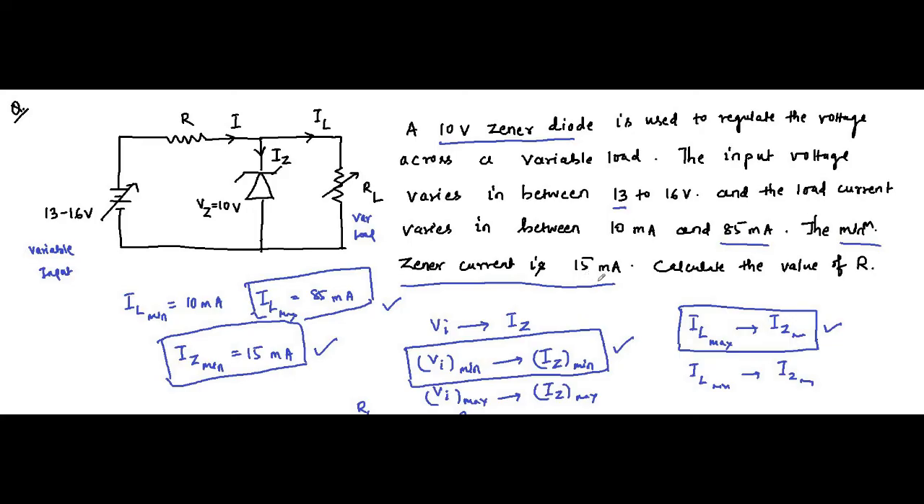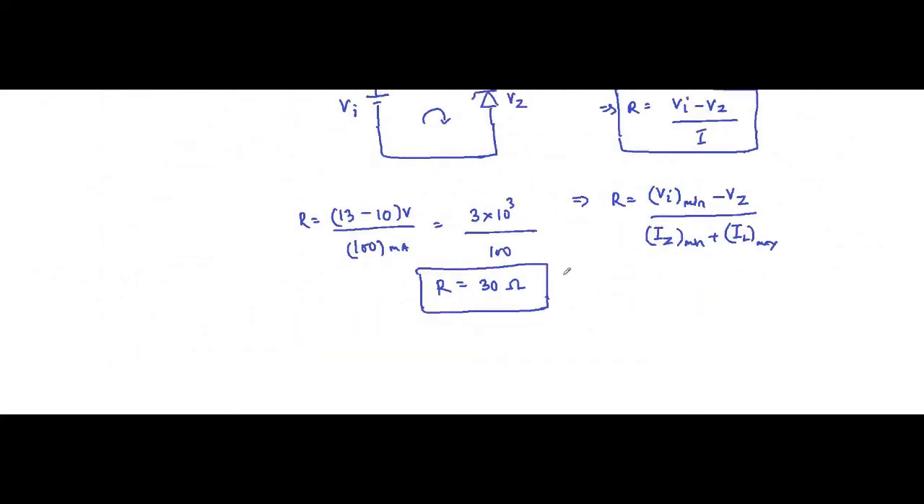Suppose the maximum Zener current would have been specified. In that case, we would have taken the minimum load current and maximum input voltage, that is 16 volt, and the equation would have been different. So here it is 30 ohm, the result of this circuit, the parameter which we wanted to calculate.